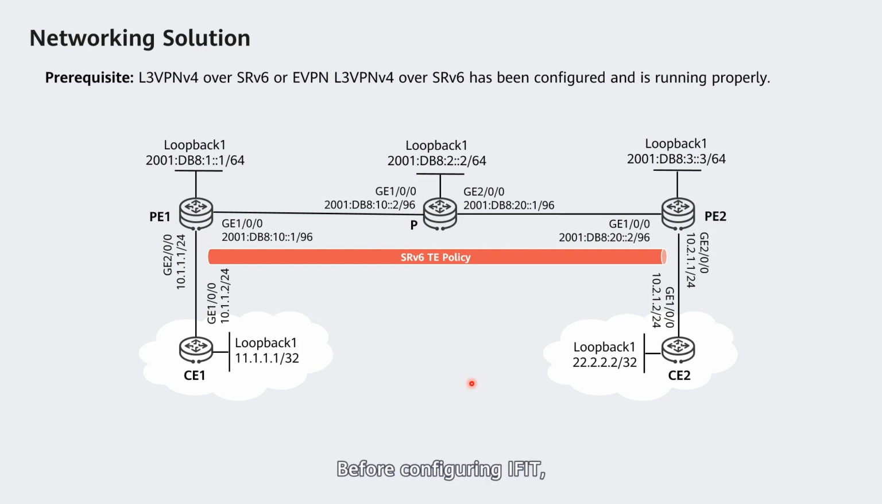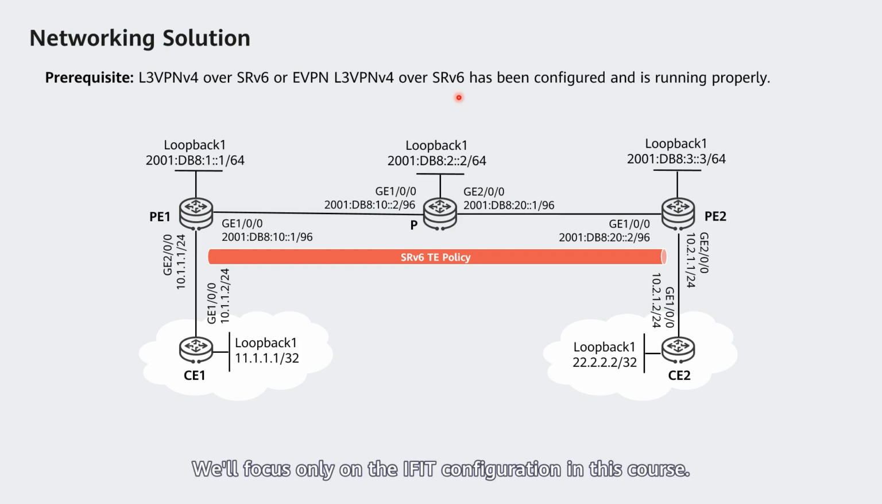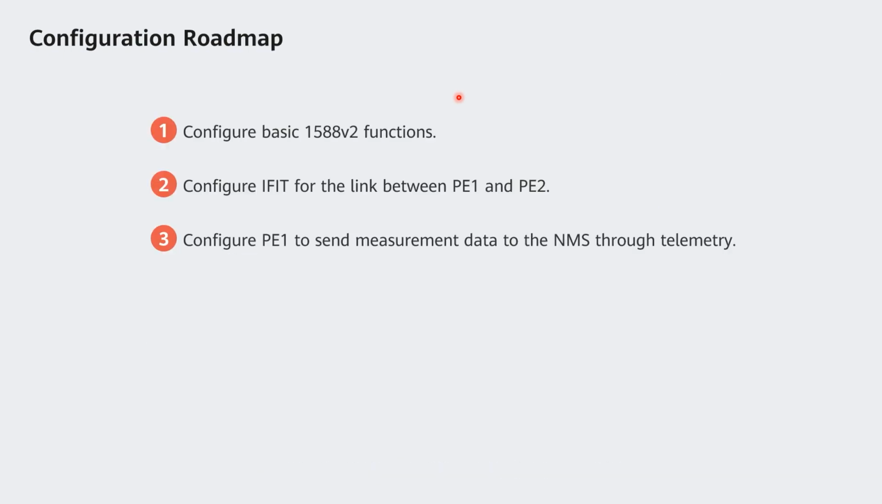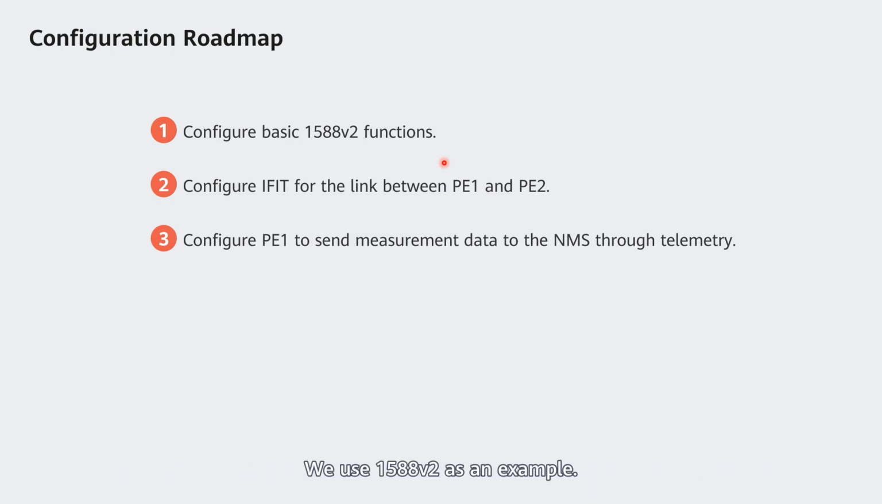Before configuring IFIT, you need to configure L3 VPN v4 over SRv6 and ensure that it is running properly. We'll focus only on the IFIT configuration in this course. The configuration roadmap is as follows. To begin, configure a clock protocol so that devices can synchronize their clocks. We use 1588v2 as an example.